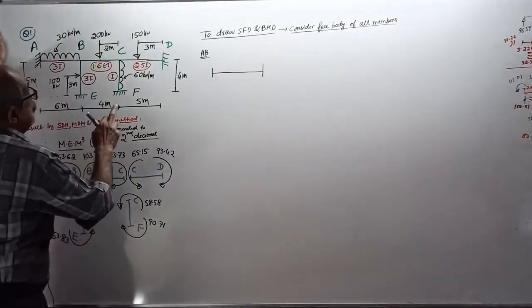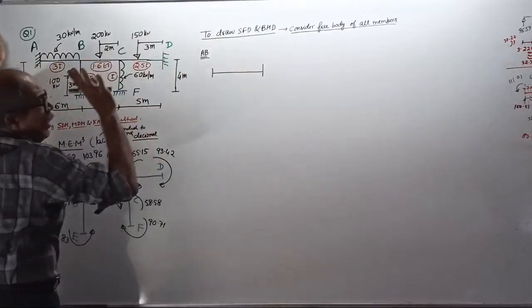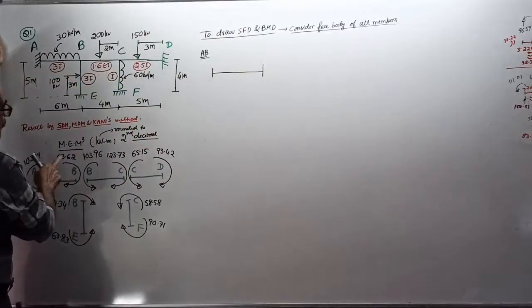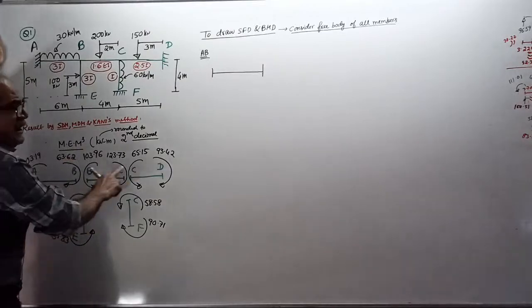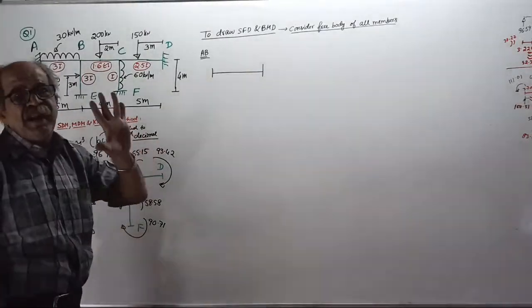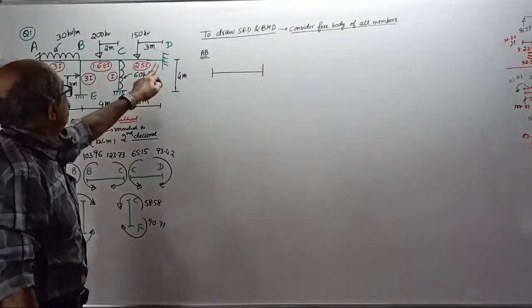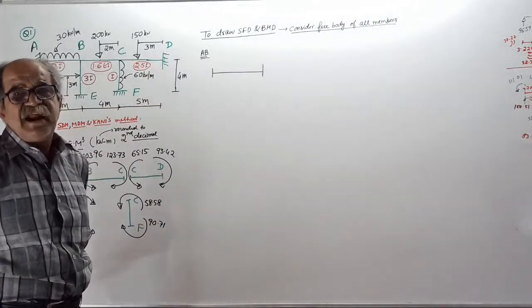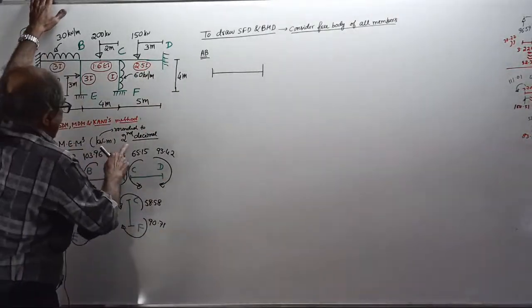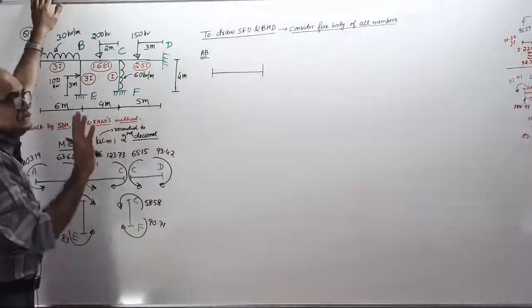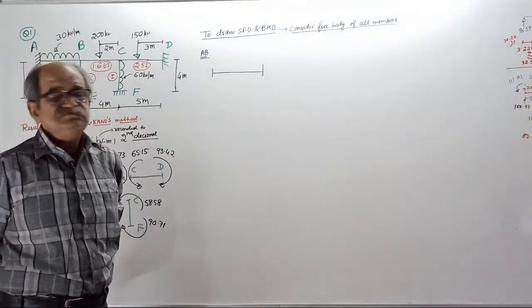Clear now? This is a star problem. Star means what? To draw SFD and BMD. What to do? Okay, see now. Enter the end moments. You draw a line diagram. Show all the member end moments. For the members, I am using a somewhat green color to make it easy to understand. Then I am rounding off the values to the second decimal, which is sufficient.